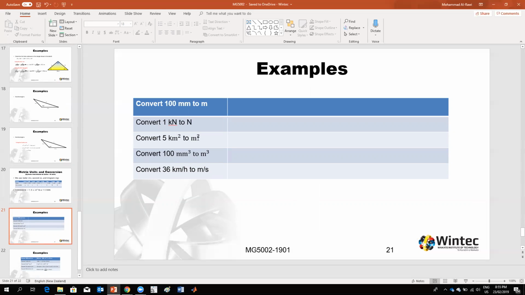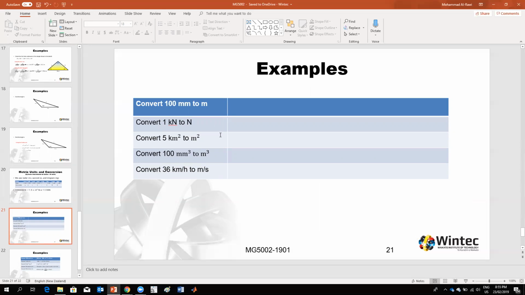Convert 100 millimeters to meters. Convert 1 kilonewton to newtons. Convert 5 kilometers squared to meters squared. Remember, this is meters squared. Convert 100 millimeters cubed to meters cubed. Remember, this is millimeters cubed. And convert 36 kilometers per hour to meters per second.